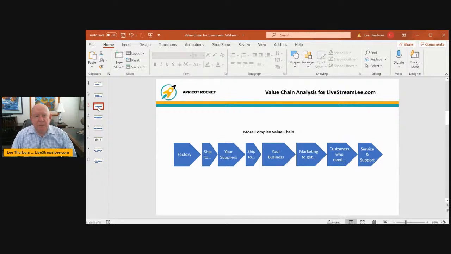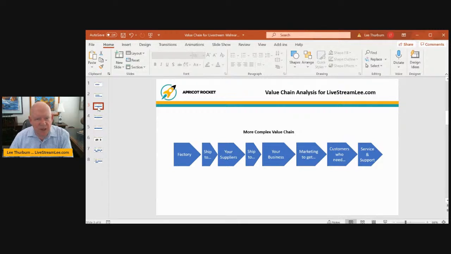If you are maybe making a product of some sort, you might have factories that create products that are used in the manufacturing process that you have. So those factories will ship typically to some intermediate person, some intermediary. Could be a warehouse, it could be a supplier, just some collection point along the value chain process, and they in turn will ship to your business. And then of course you're going to have to do marketing to get customers, and then you're going to take care of getting the products to the customers.